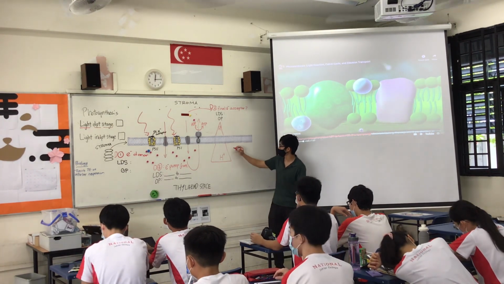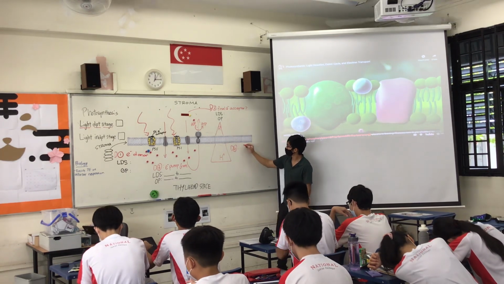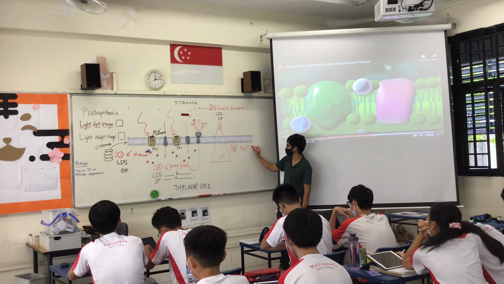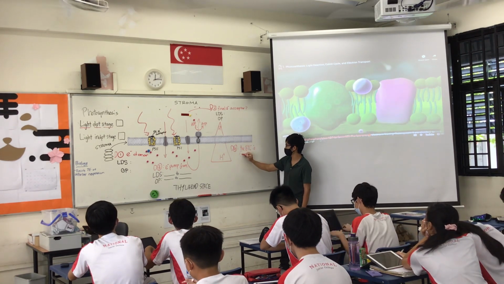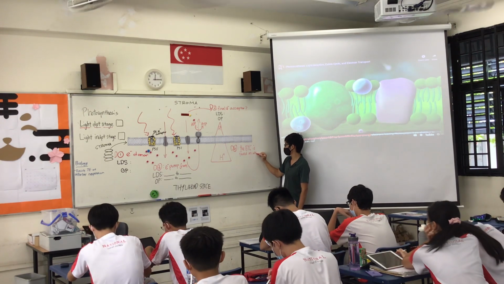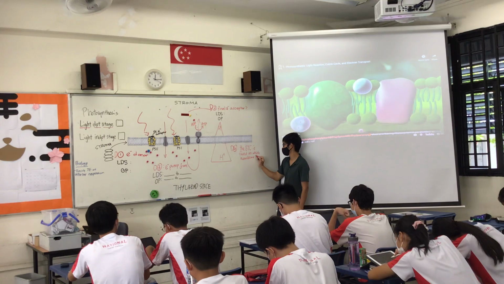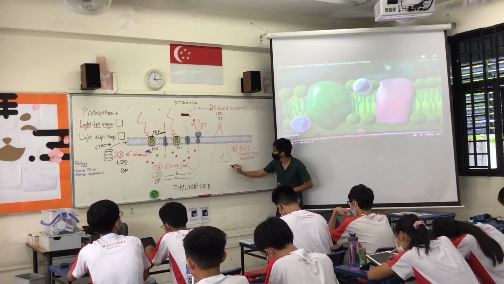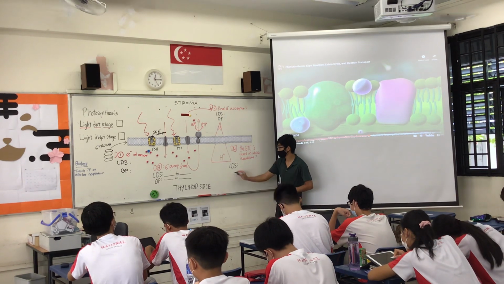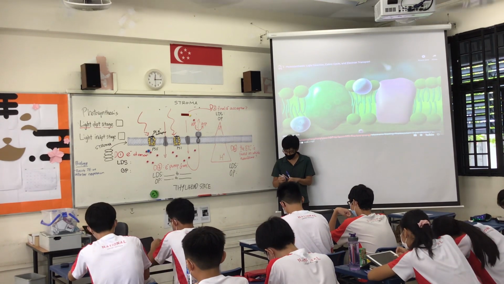Point of comparison number 4. The electron transport chain is found on which membrane? Okay, for light dependent stage, where do you find the electron transport chain? For oxidative phosphorylation, where do you find the electron transport chain?